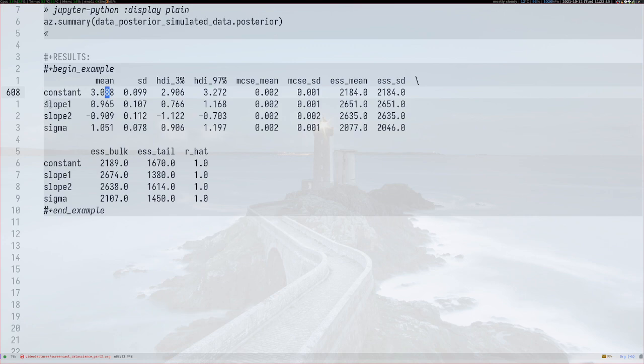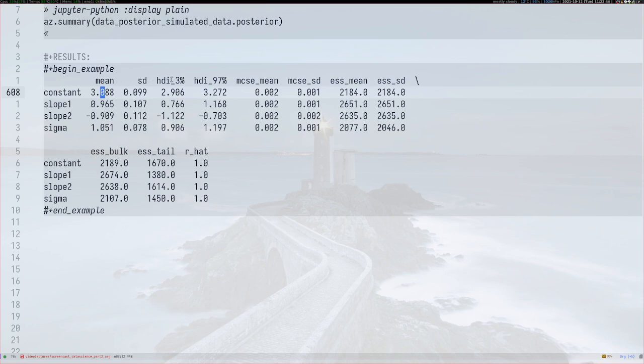Similarly, slope 1 when we simulated data was 1, and we're very close to 1 in terms of our mean. Slope 2 was -1, and again we're very close to that, and sigma was 1, and we're very close to that one here, on average. But of course the fun of doing a Bayesian analysis is that we're not only looking at the mean, but also at the distribution of these parameters. So there's also going to be a standard deviation.